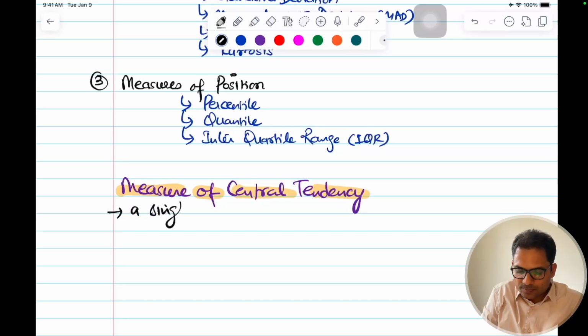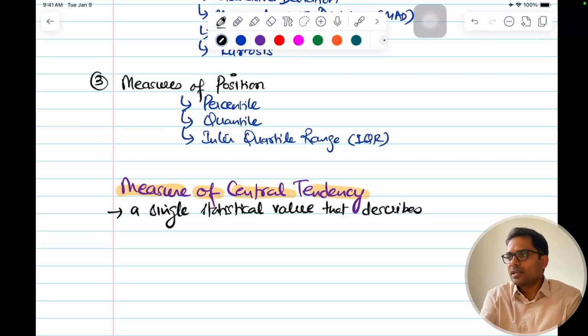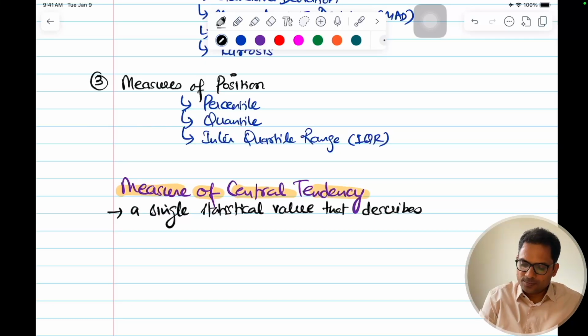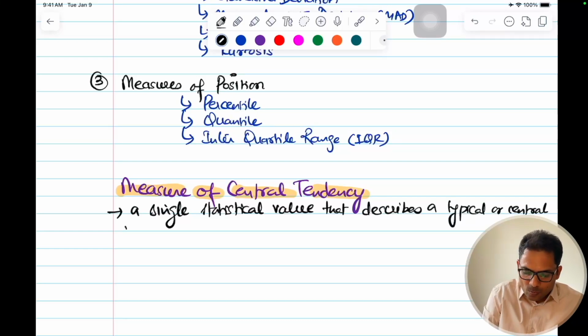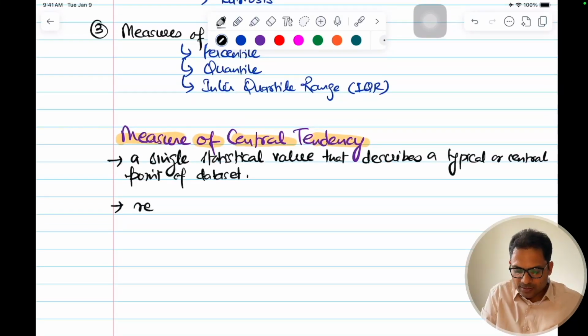A single statistical value that describes a typical or central point of a data set. Okay, so this is a representative, as I mentioned, a single representative.